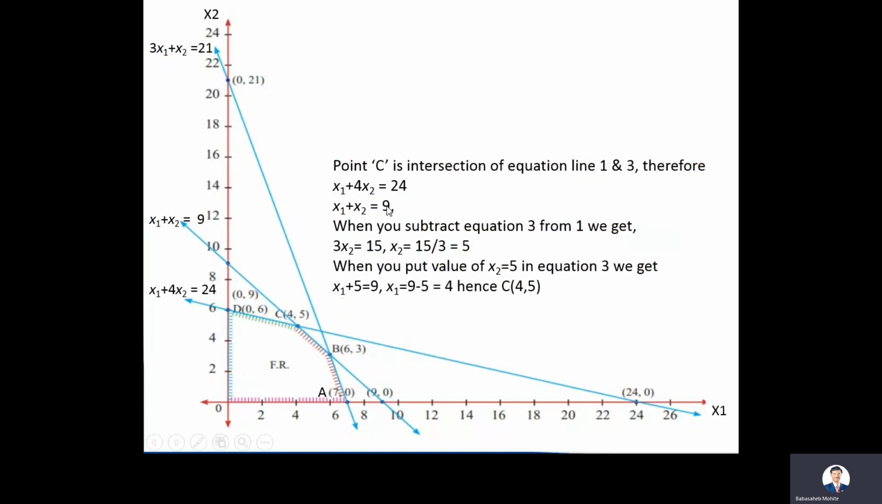Therefore, x1 is equal to 9 minus 5, because here is an addition sign. When you move that number to the right hand side, it becomes negative, a minus sign. So 9 minus 5 is 4. Hence, C is equal to 4, 5, meaning x1 is 4 and x2 is 5. So point C has values 4, 5. In this fashion, you have to identify the coordinate points of all boundaries of the feasible region.